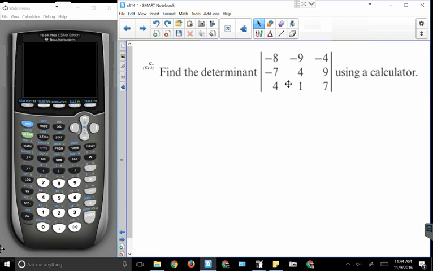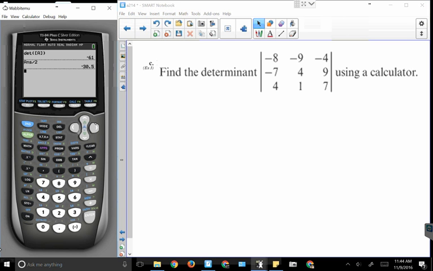Find this one using the calculator. So what we are going to do, calculator's on, second matrix. I'm going to edit. We already got a 3 by 3 in there, so that's good. So we go to here, put in -8, -9, -4, -7, 4, 9, 4, 1, 7.